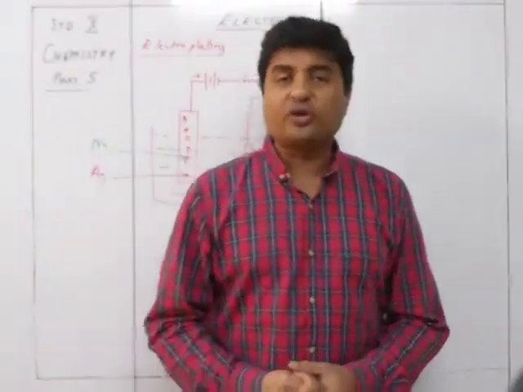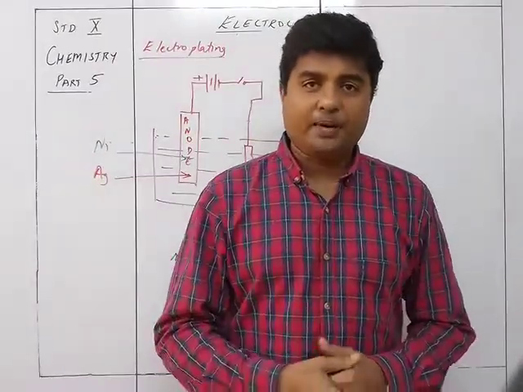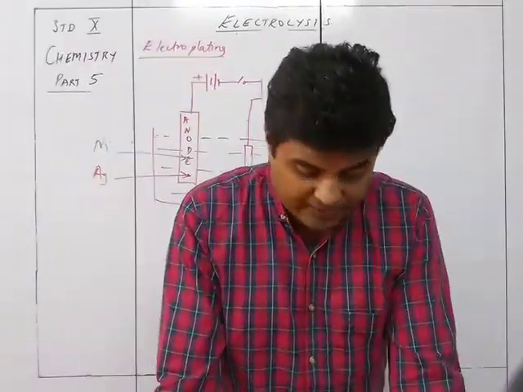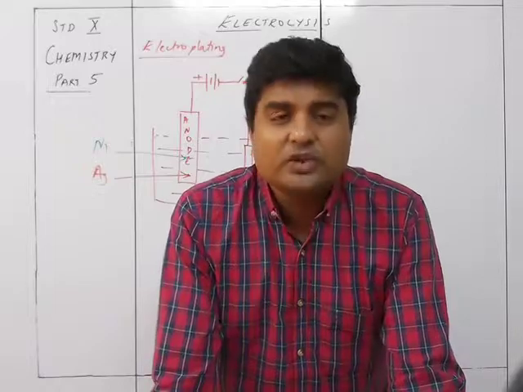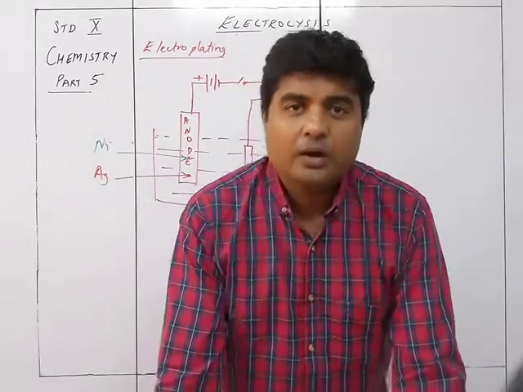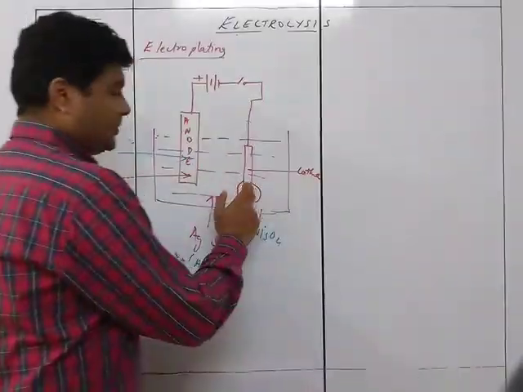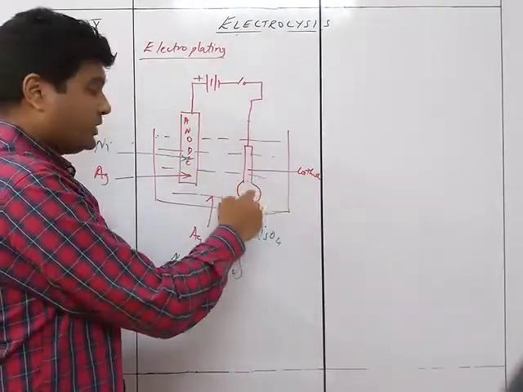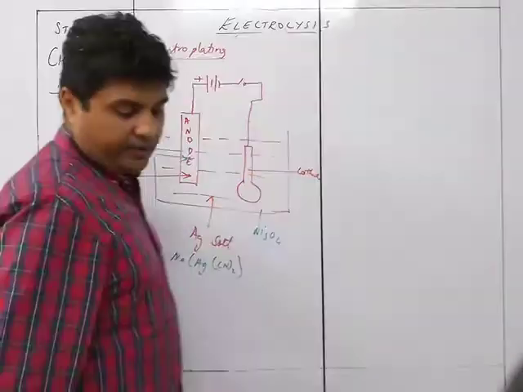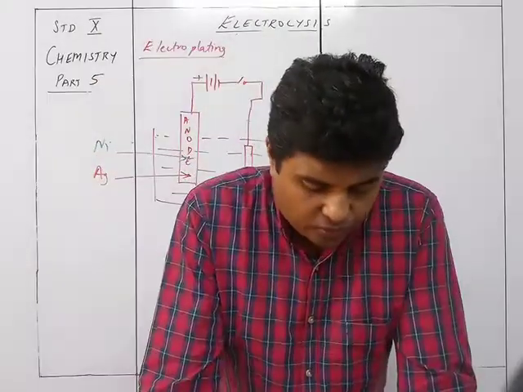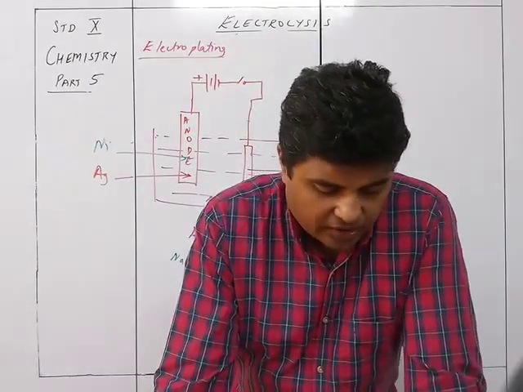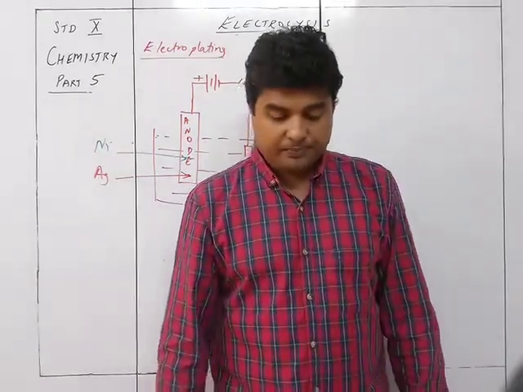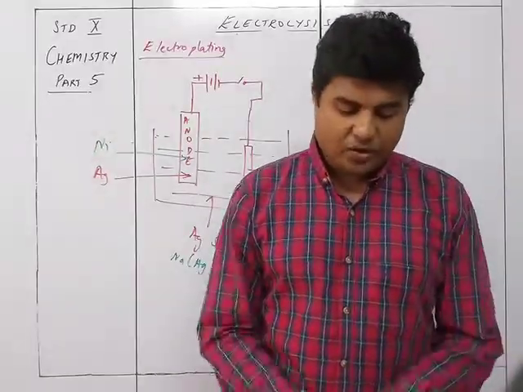Electrode reactions: NiSO4 will give you Ni2+ and SO4 2-, and H2O will give you H+ and OH-. At the cathode, Ni will be coming over here and getting deposited over here. So Ni2+ plus 2 electrons will give you Ni. Ni2+ moves towards the cathode and is discharged as neutral Ni atoms by gain of electrons.